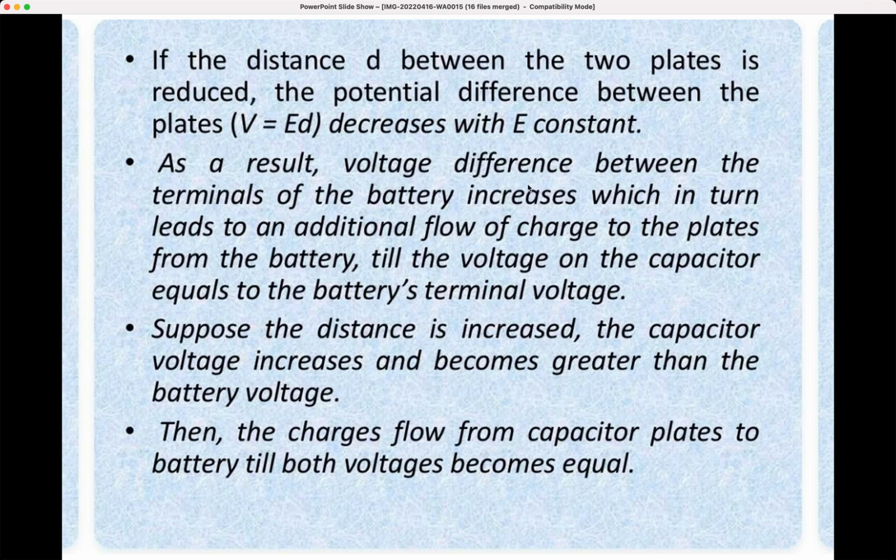So as a result, what happens? The voltage difference between the battery terminals will increase. As a result of that, extra charge will flow to the plates from the battery until the voltage on the capacitor is equal to the battery's terminal voltage. So till that point of time, the flow of charge to the plates from the battery will happen. Suppose you increase the distance, then the capacitor voltage increases and becomes greater than the battery voltage. Very easy, you can remember this. So the charges flow from the capacitor plates to the battery till both the voltages are equal. Hope this concept is clear to you.